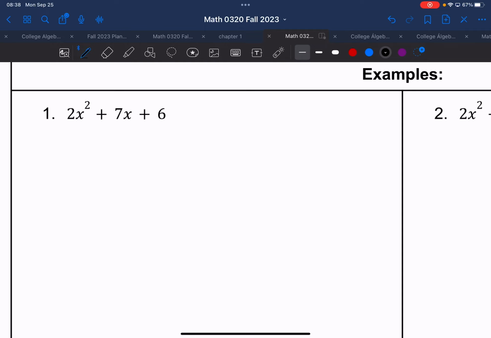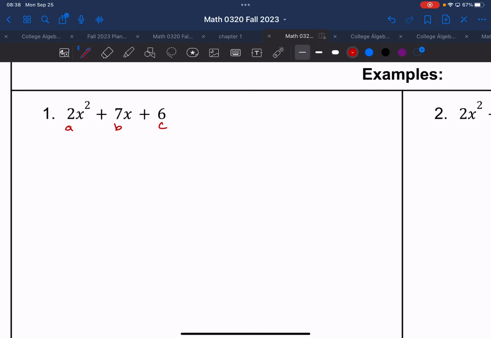So first thing we're checking is that this is in the correct order. Is this in the correct order? Yes, because we have our 2x squared, then our 7x, then our 6. So all our x's are in order. Now we're checking if there's a GCF. Is there a GCF? No. So since there's not a GCF, I'm just labeling my coefficients. So this is my A, my B, and my C.